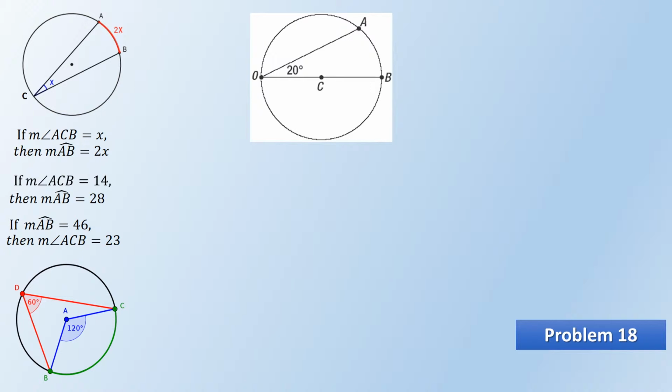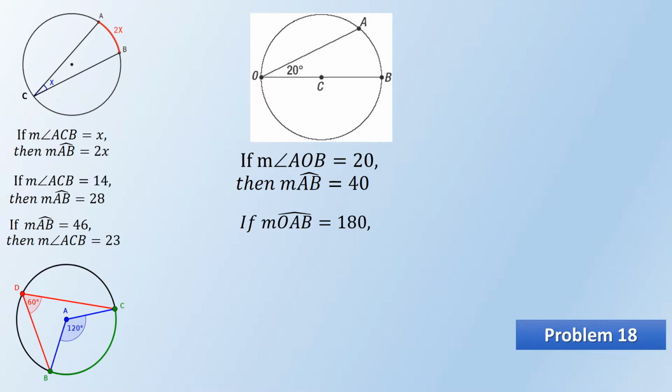Let's look at another circle, Circle C. I want you to notice that segment or chord OB is the diameter, isn't it? It's going right through the center of the circle. All right, let's see what we know. Well, it says if the measure of angle AOB is 20, what can we conclude? Then the measure of arc AB, twice as big, right, is 40. Now we have a diameter there, right?